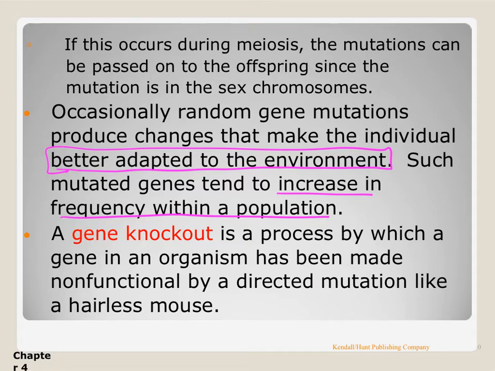A gene knockout is a process where a gene is made non-functional by a directed mutation. So a mutation occurs and it basically causes the gene not to work. It causes the gene not to be able to make a protein, so it doesn't get expressed. A hairless mouse is an example of that. It basically knocks out the ability to express that gene for hair.